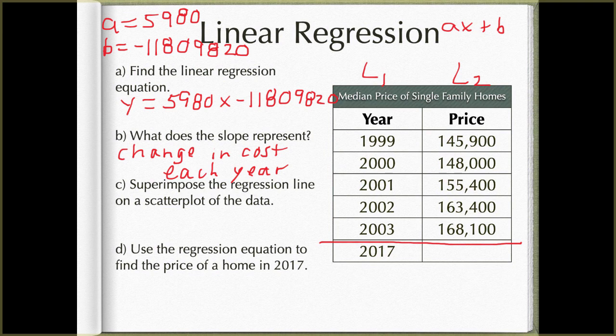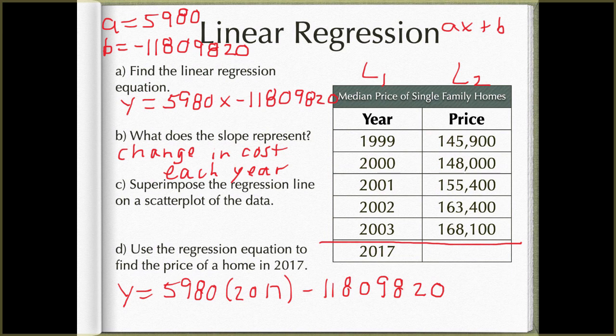The last thing we're going to do is use a regression equation to find the price of a home in 2017. There are multiple ways to do this. Since we have the equation, it's just as easy in my thinking to just plug in 2017 for X and calculate it. You could also look at the table, or you could look at a graph on where this is at in 2017. But when you calculate this, you will get 233,900. So what it's saying is that if this data held true in 2017, a house would have been worth $233,900.